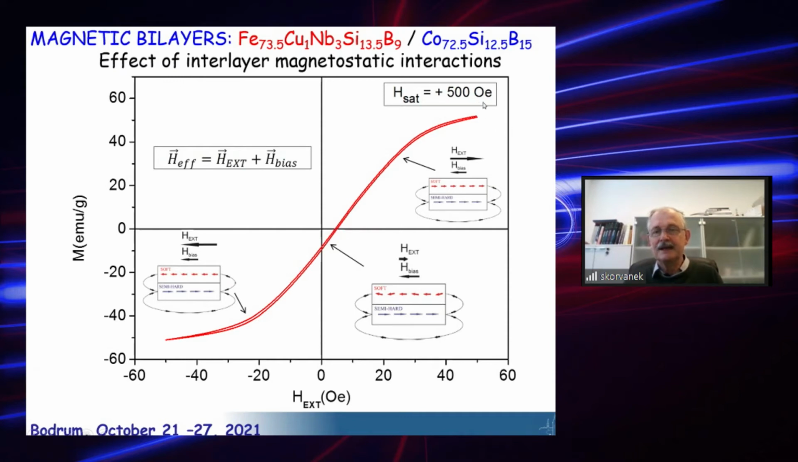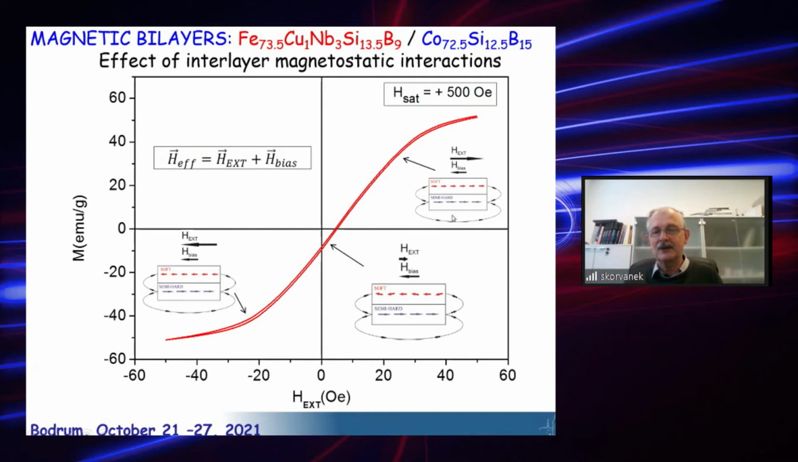We apply firstly the field of 500 Oersted, so that the hard layer is saturated, and then we decrease the field to 0, and we do the hysteresis loop in the range of minus 50 to 50 Oersted. Such a field is not sufficient to change the magnetization of the hard layer. So the hard layer is always magnetized in this direction, but the soft layer we can magnetize in both directions.